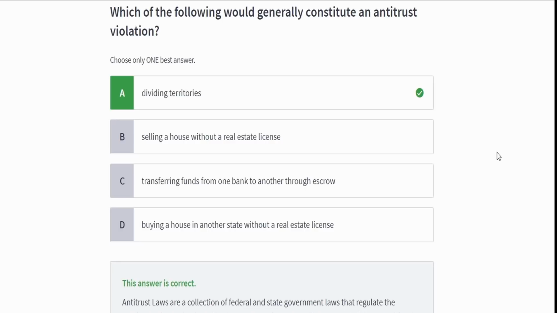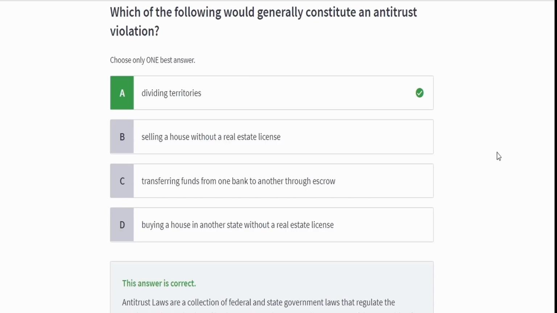Read the full question. If you guys take away anything from these videos, make sure you're reading the question all the way through. Because again, this question says, which of the following would generally constitute an antitrust violation? It's specifying antitrust violation. It's not saying, which of the following is bad, or illegal, or not right. It's just asking specifically what would constitute an antitrust violation. And obviously we know from our studying and from learning about antitrust laws that dividing territories is an antitrust violation. So we know that the answer is A.